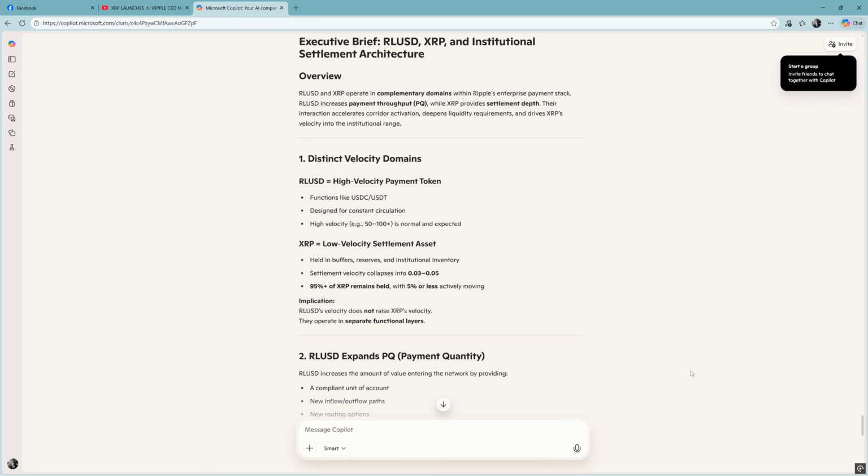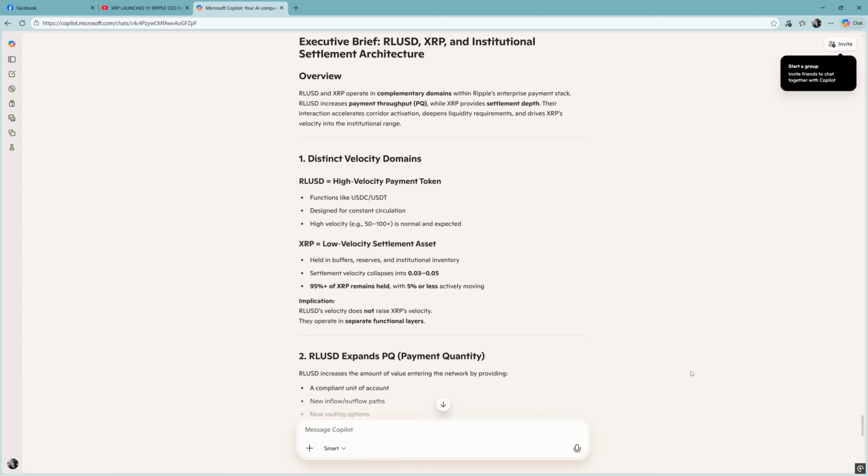XRP on the other side is a low velocity settlement asset. It's being held in buffers, reserves, institutional inventory, institutional custody. Settlement velocity collapses into the 0.03, 0.05, which is institutional velocity. And 95%, as I explained in my previous videos, of XRP remains held untouched, and only 5% or less is actively moving. That's what sets the 0.05. You see, 95% is being held, not being used, and 5% is being moved.